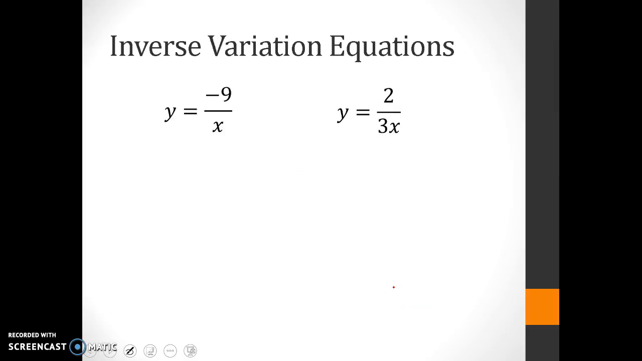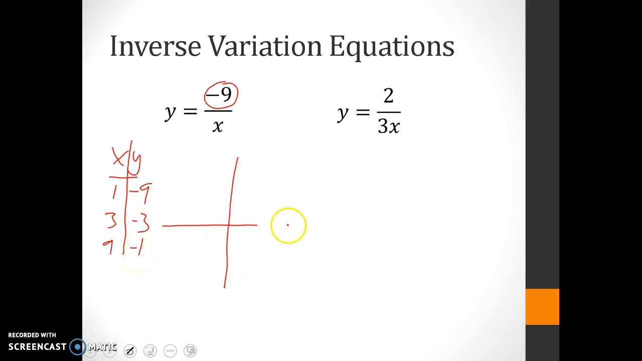Let's graph y equals negative 9 over x. Suppose the k value is negative 9. We could make some x and y values here. For example, I can plug in 1 for x, y is going to be negative 9. I can plug in 3 for x, y is going to be negative 3. I can plug in positive 9 for x, and y is going to be negative 1.